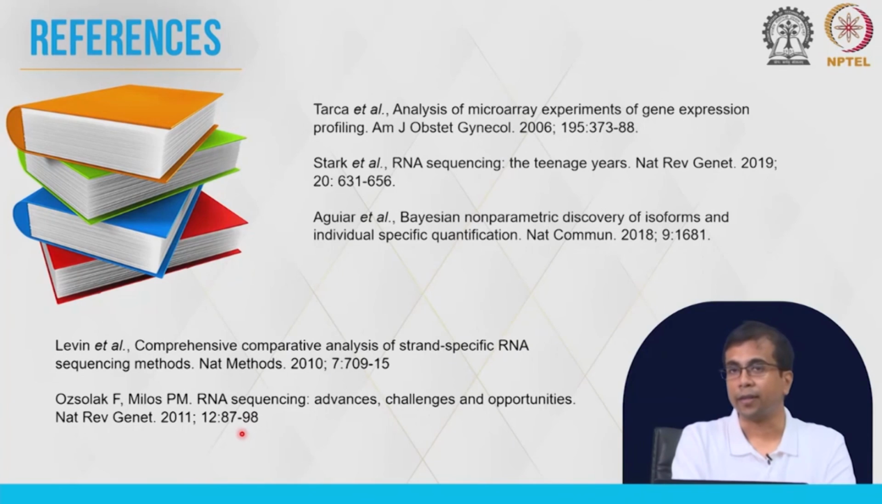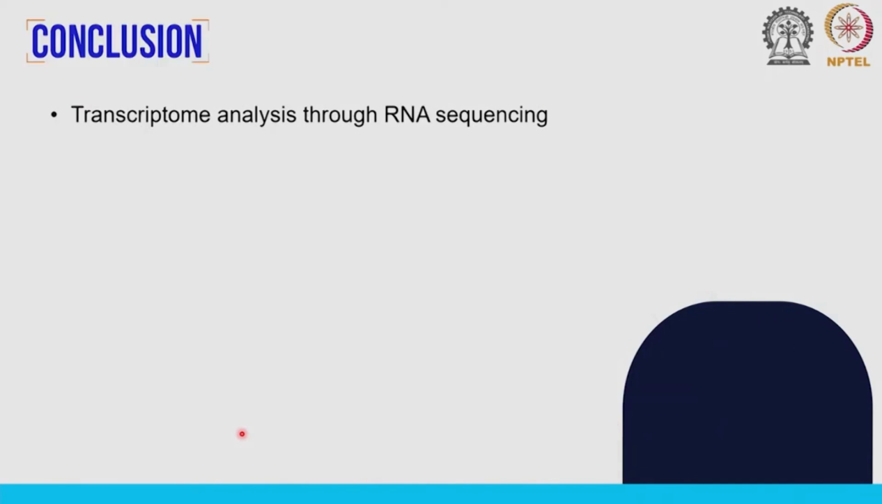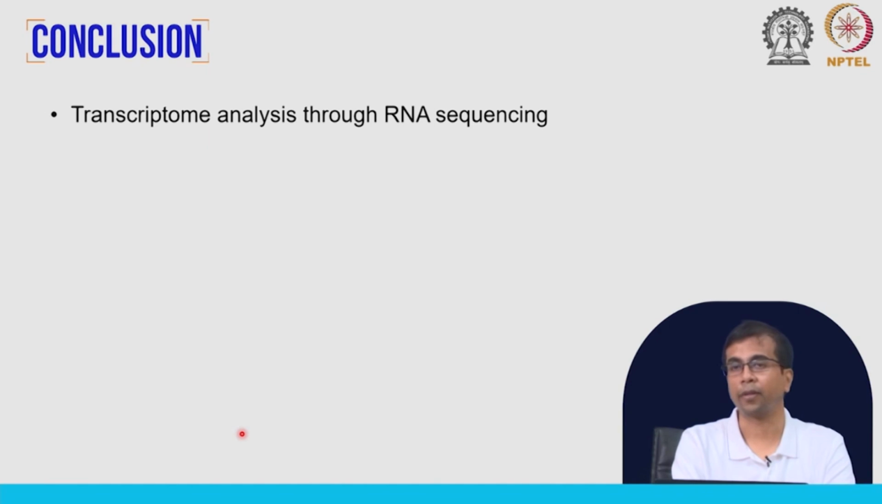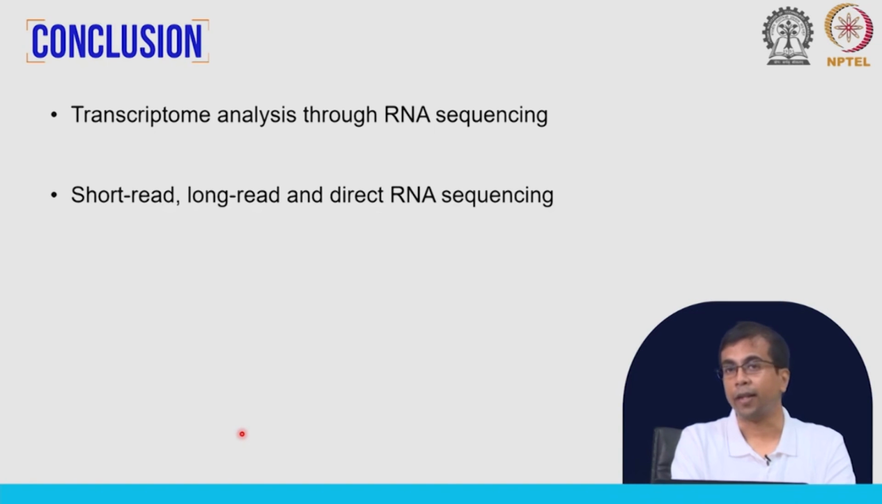Okay, here are the references that we have used for this class, and to summarize, we have talked about transcriptome analysis through RNA sequencing, and we have compared it against microarray. We have seen there are several advantages of RNA sequencing, and that is why we do RNA sequencing these days more regularly than microarray. We talked about short read, long read and direct RNA sequencing, and the advantages of each of these methods as well as the drawbacks. Perhaps we can combine these methods, short read with long read or short read with direct RNA, to address some of the limitations that each of these methods have.